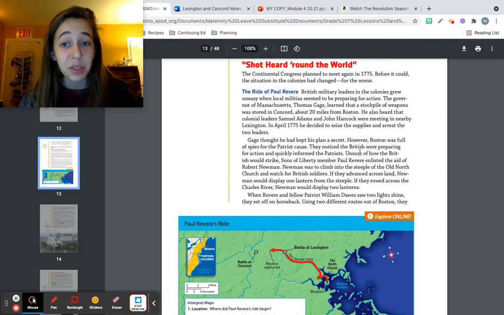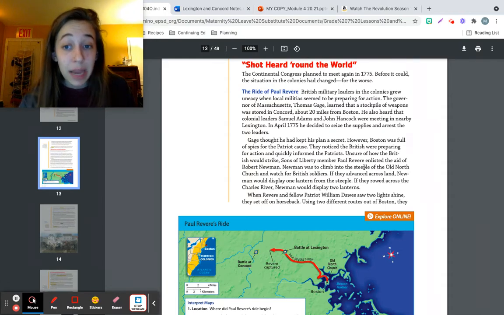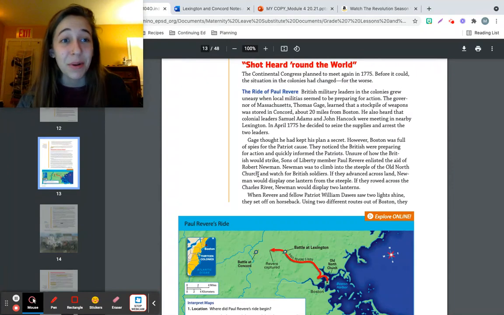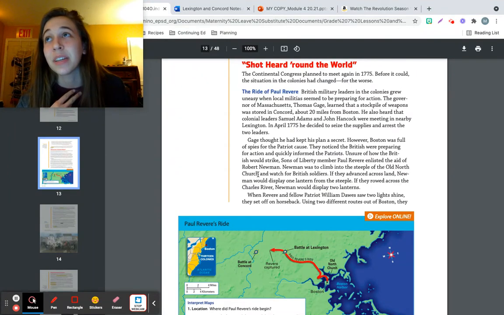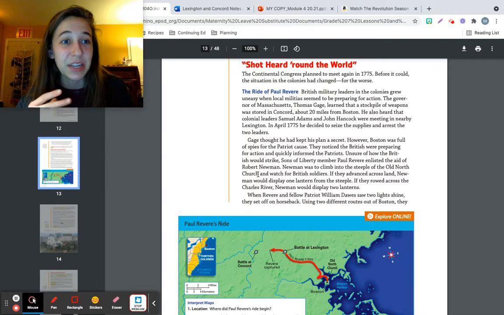Okay, so Gage thought he had kept his plan secret, but Boston was full of spies for the Patriot cause. They noticed the British were preparing for action and quickly informed the Patriots. So since they didn't know how the British would strike, Sons of Liberty member Paul Revere got Robert Newman to climb to the steeple of the Old North Church. And side note, that church is still there in Boston today. I actually visited it several years ago. So if you ever have a chance to go to Boston, it's pretty cool. They have a lot of historical sites of Paul Revere's ride and all of that stuff.